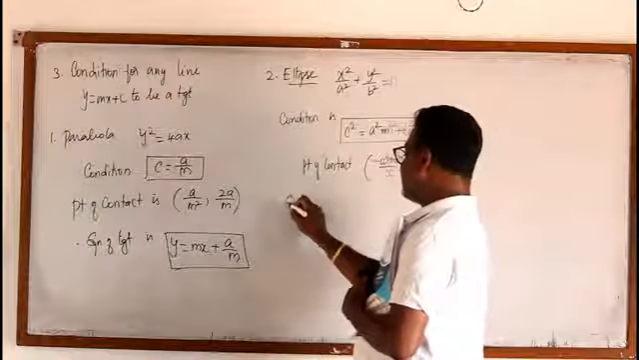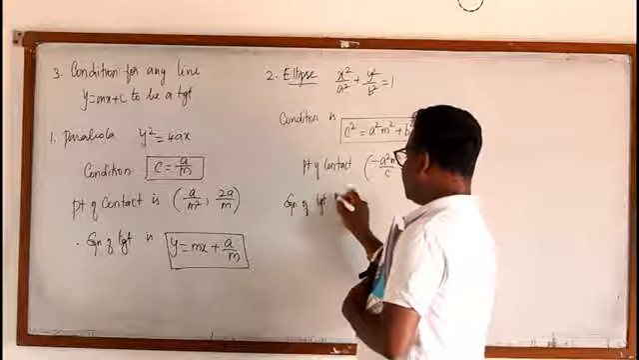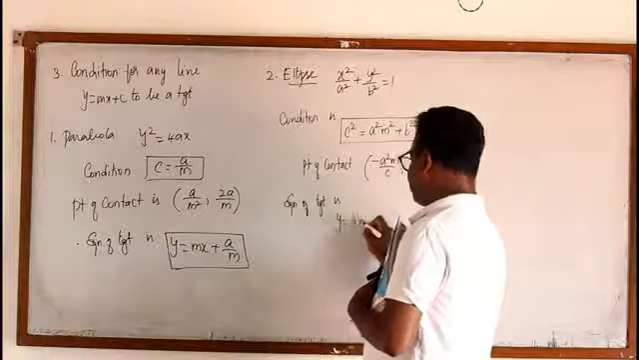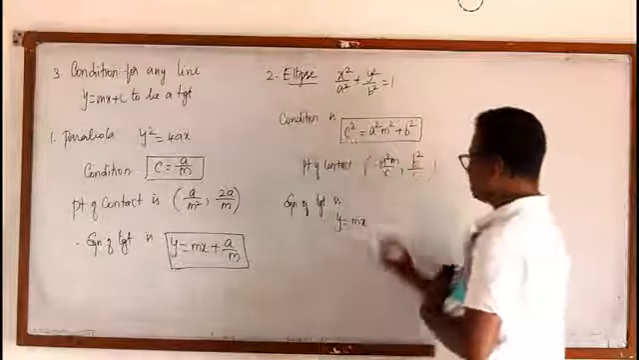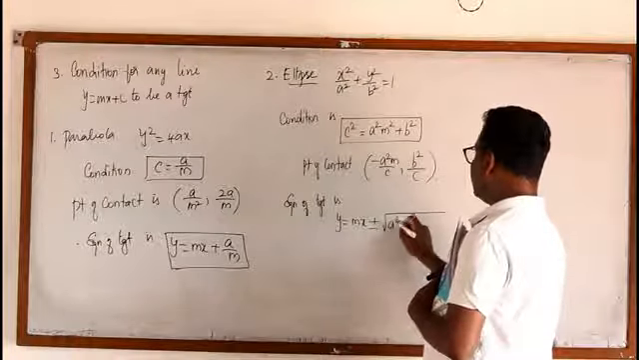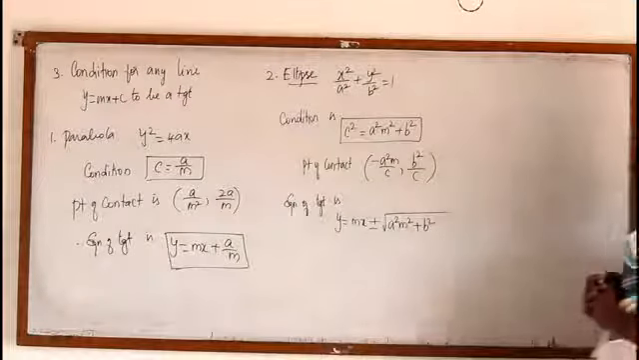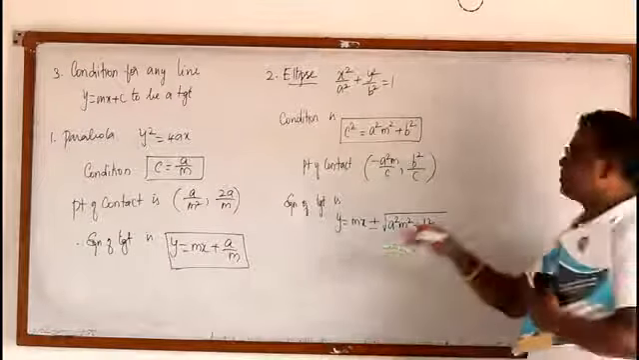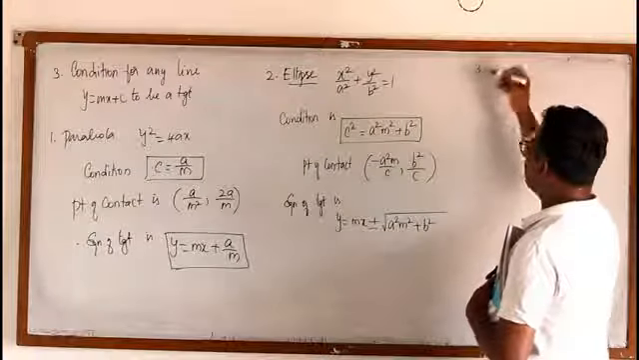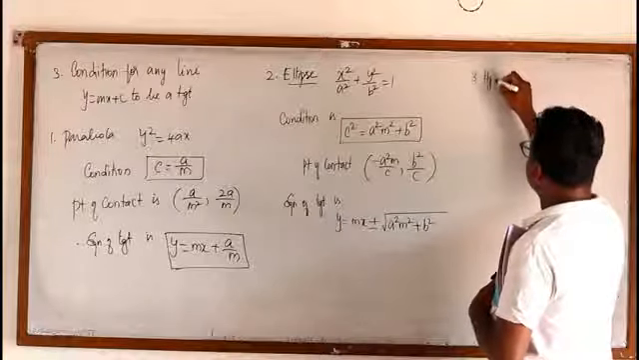Then the equation of tangent is y equal to mx plus or minus root of a square m square plus b square, since it is c square. This is the equation of tangent in terms of m. Similarly for the hyperbola, same thing, isn't it? Only I will have a minus sign for b square.